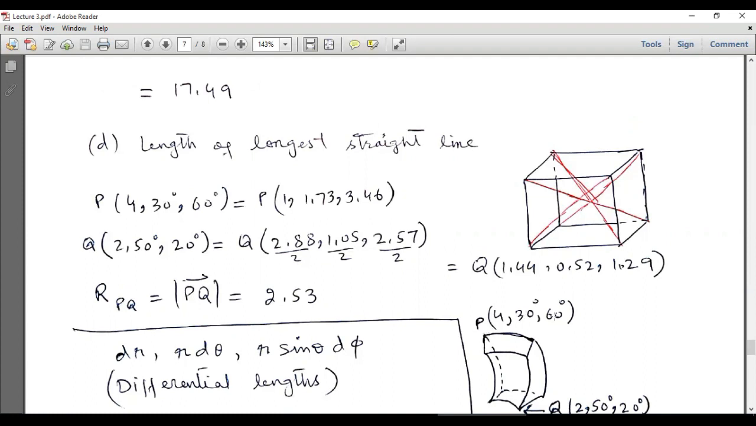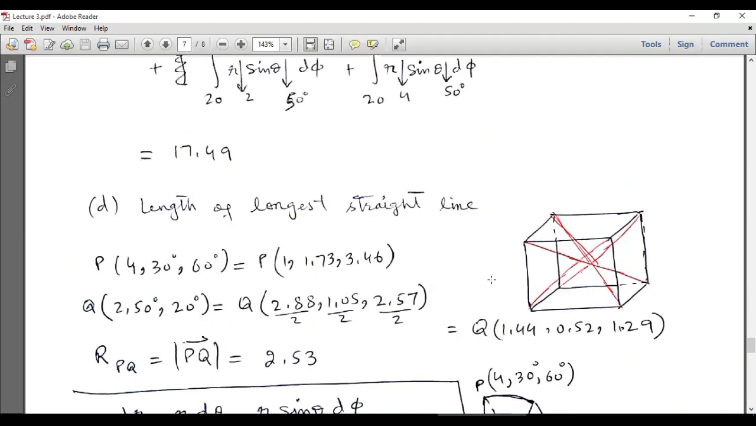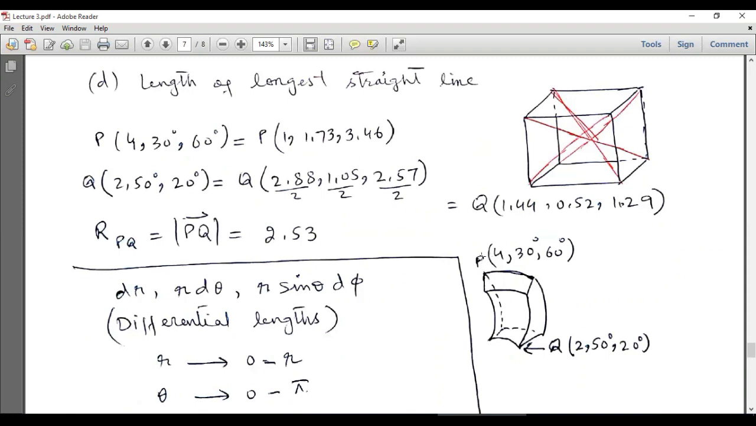Theta is equal to 30 degrees and phi is equal to 60 degrees, because theta varies from this direction. So for this surface, theta is equal to 30 degrees. For this surface, theta is equal to 50 degrees, and phi actually varies in this direction. So for this face, phi is equal to 20 degrees, and for this face, phi is equal to 60 degrees. So looking at this information, we can say that this point has the coordinates of 4, 30, and 60, and this point has the coordinates of 2, 50, and 20.